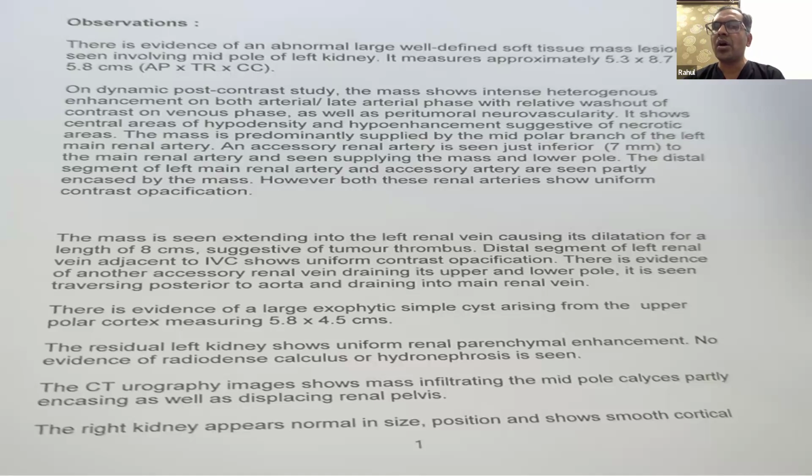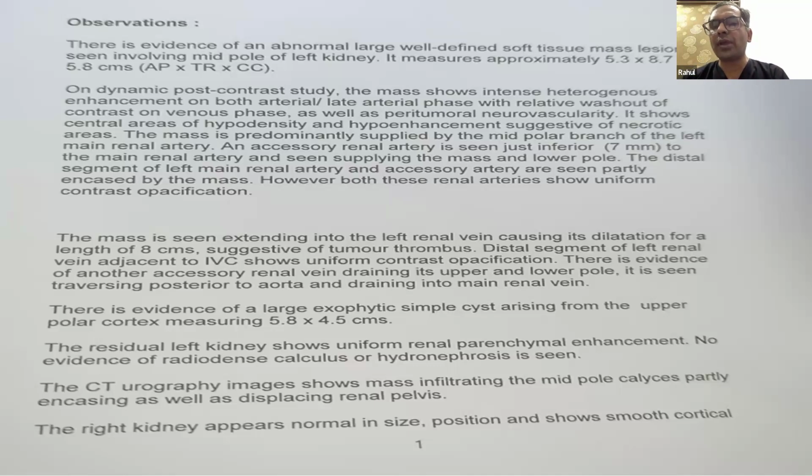There is evidence of another accessory renal vein draining its upper and lower pole. It is seen traversing posterior to the aorta and draining into the main renal vein. There is evidence of a large exophytic simple cyst arising from the upper polar cortex measuring 5.8 x 4.5 centimeters. The residual left kidney shows uniform renal parenchymal enhancement. No evidence of radiodense calculus or hydronephrosis is seen.